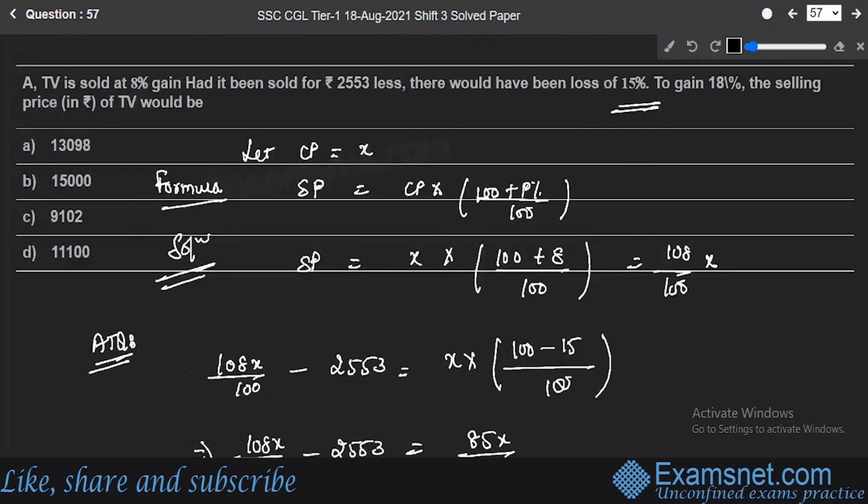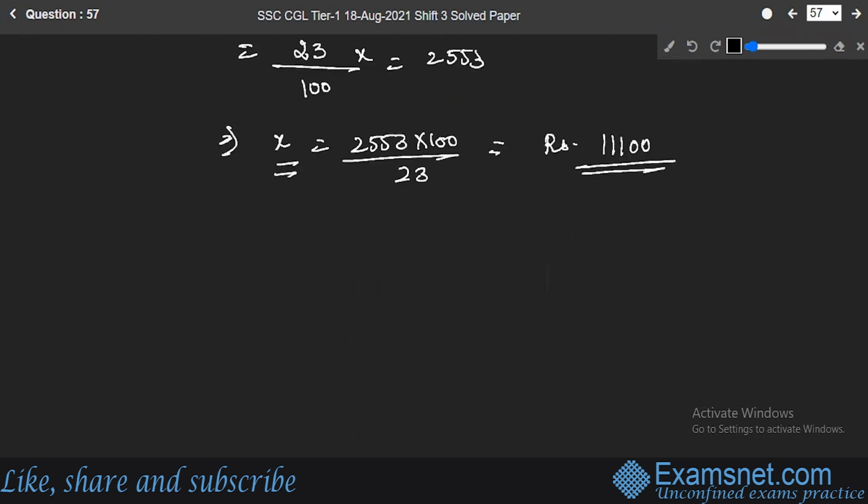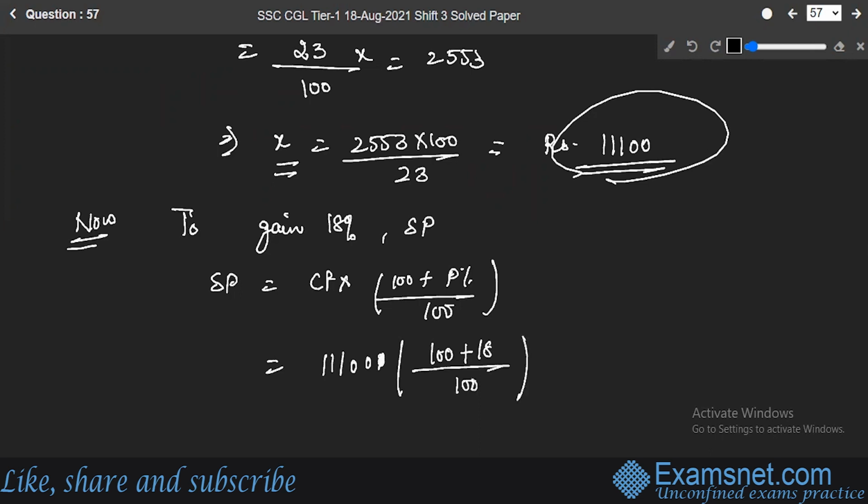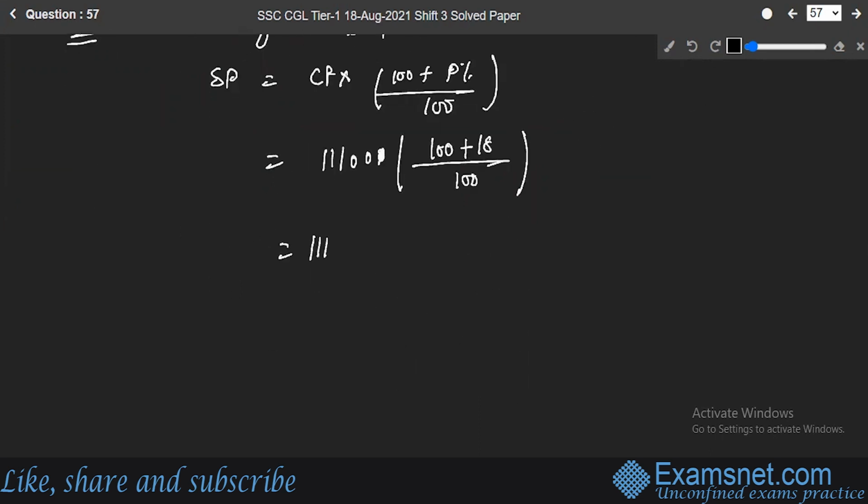Now, what the question was, well, you had to find out to gain 18%, the selling price of the TV should be. So now that becomes very easy. Now, to gain 18%, what should be the selling price? The selling price should be equal to the cost price multiplied by 100 plus profit percent upon 100. Cost price we just calculated, it was 11100. Okay, not a more zero, it is only 100 plus 18 upon 100. So this is equal to 11100 into 118 upon 100.